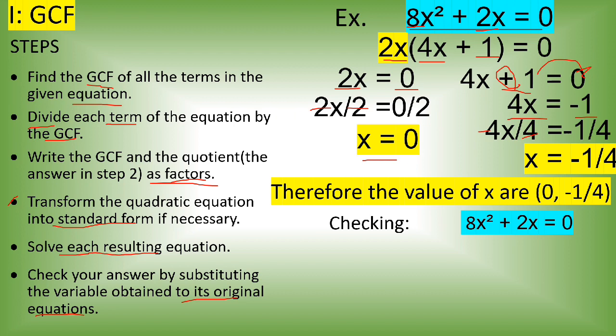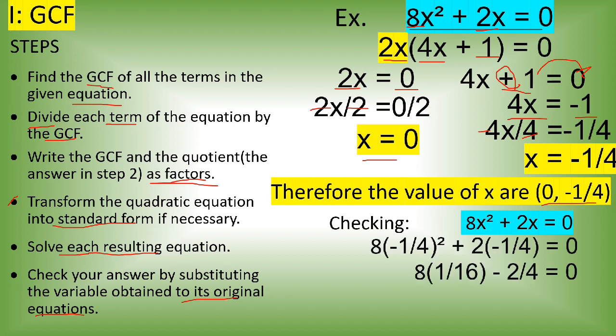I-check natin kung tama ang sagot natin. So, from original equation, we have 8x squared plus 2x equal to 0. Then, gamitin natin isa lang dito para at least hindi masyadong mahaba. Okay? So, i-prove lang natin na tama ang sagot natin. So, gagamit tayo ng negative 1/4. So, 8 times ang value ng x is negative 1/4 squared plus 2 multiplied by the value of x, which is negative 1/4. Negative 1/4 ang ginamit natin. Huwag na ang 0. So, equal to 0.